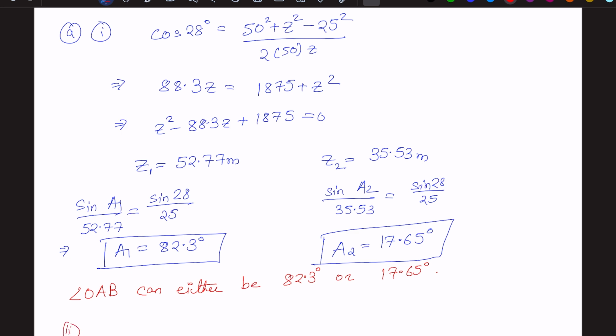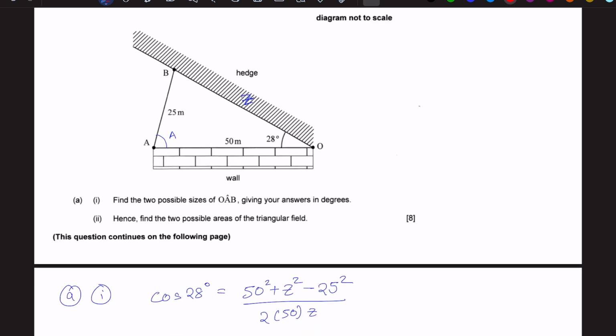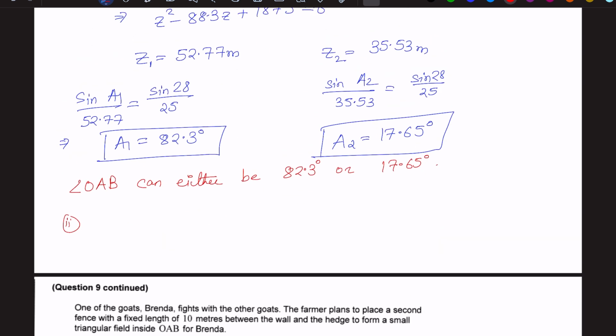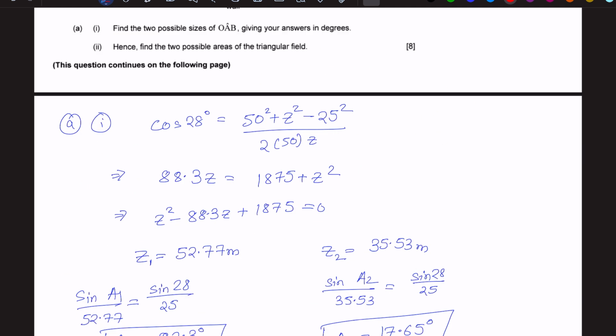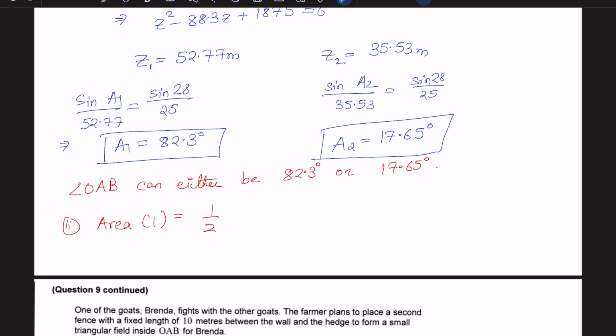Now moving on to the next part. We have to find the two possible areas for this triangular field. Now for area, we can use this formula, half ab sin C. So I'll use this Z1 to solve. So area 1 is half ab sin C, or basically I can use half times Z times 50 times sin 28. So I'll use Z1.